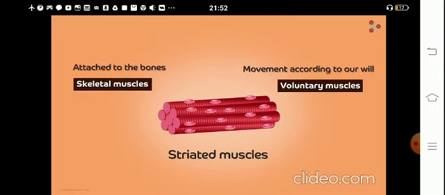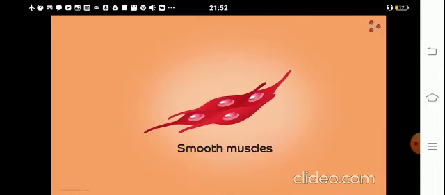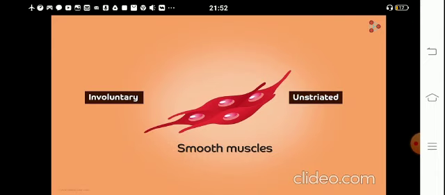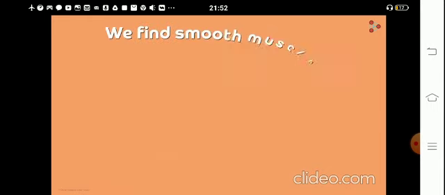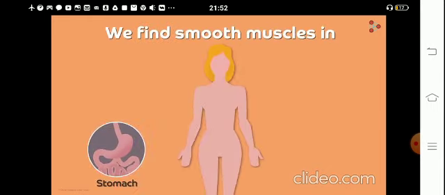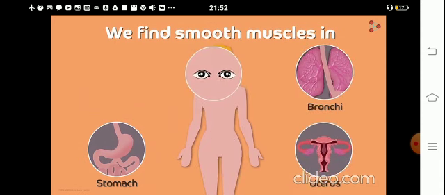On similar lines, we have the next type, that is the smooth muscles. These are also called unstriated and involuntary. Now we can guess their structure and nature from the names itself. Smooth or unstriated because they do not present a banding pattern like the striated ones when stained and observed under a microscope. Instead, they have long spindle-shaped uninucleate cells. And why involuntary? Yes, because their activities are not under our control. So what could be their location now? Well, we find smooth muscles in the stomach, in the bronchi, in the uterus, and also in the iris of eyes.